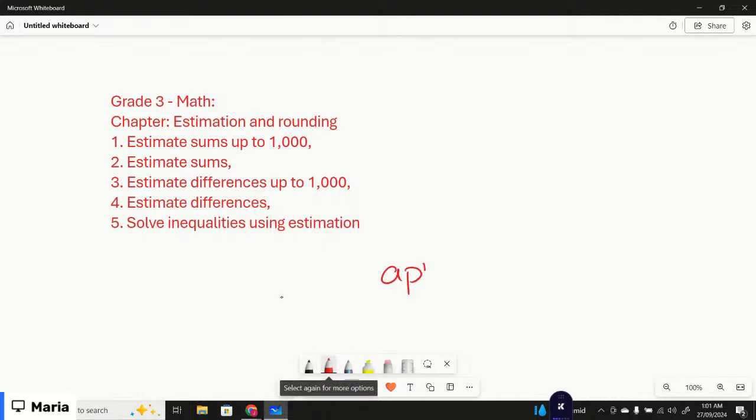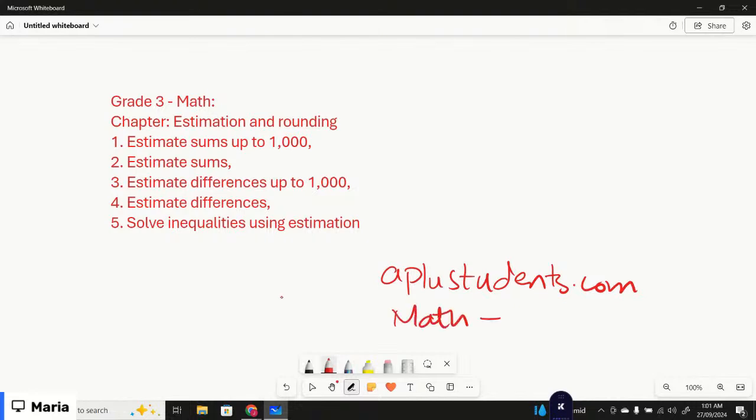You can find all the lessons on eclassstudents.com. Email address and password is provided by the administrator. Then you have to select math from the subject tab. Scroll down to grade 3 math and then click on view all lessons. There you can find a list of the chapters. We're going to start with the chapter estimation and rounding.